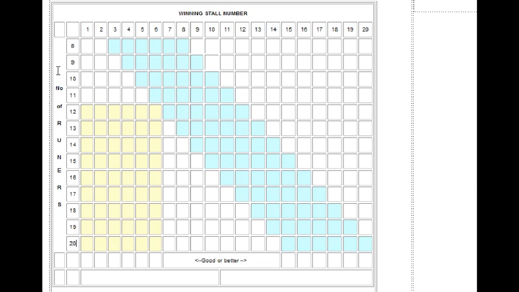So to record a result, we just plot the winning stall number against the number of runners. So if we had a winner from stall 1 with 8 runners, we'd put a 1 in there to represent 1 win. And if we've got a winner with 9 runners from stall 6, we would put it there.